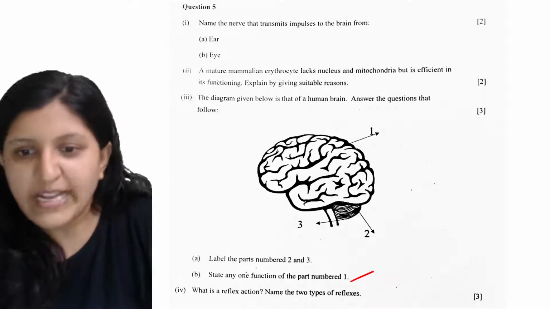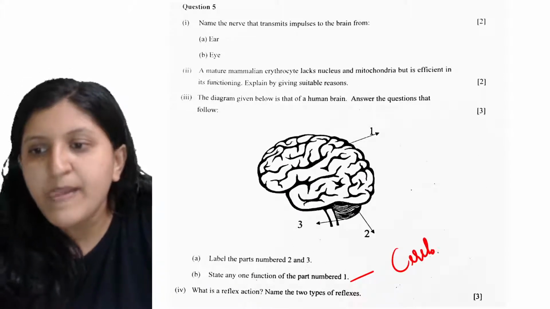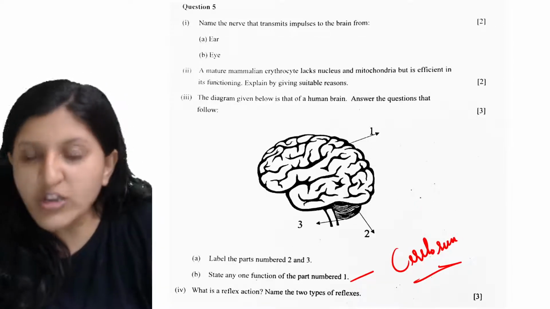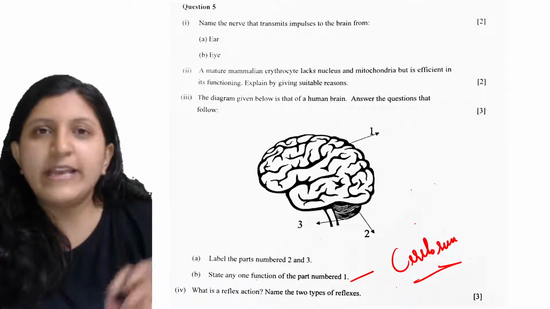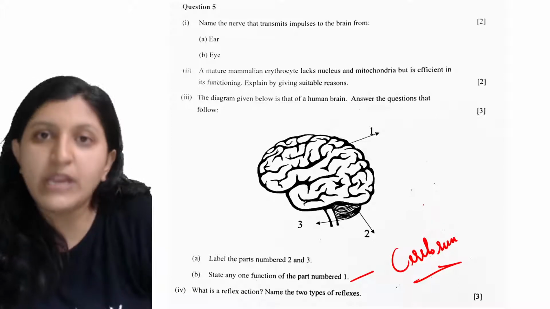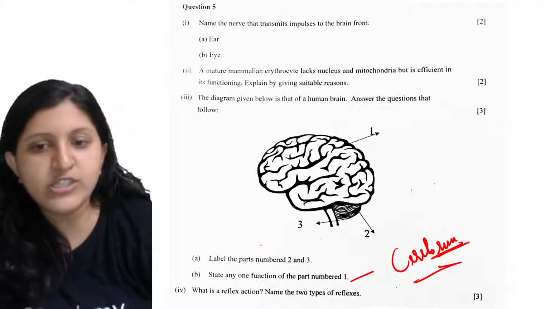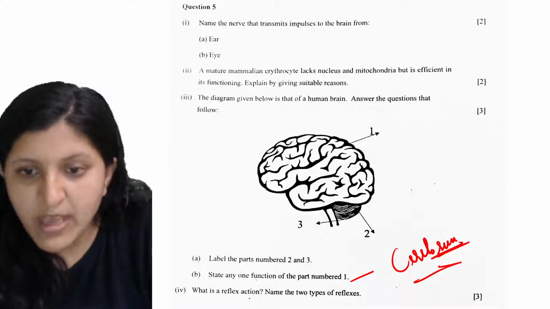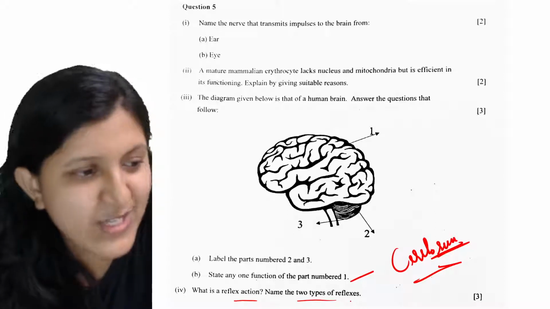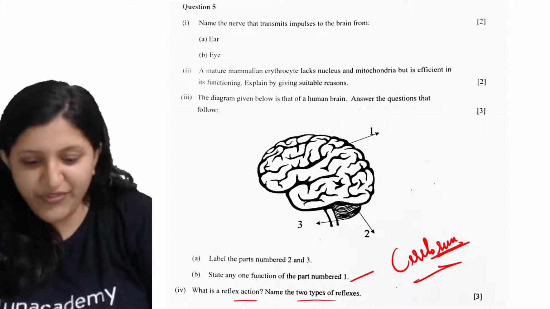Alright, state any one function of the part numbered 1. That is the cerebrum. Cerebrum is mainly the seat of intelligence or consciousness, willpower. All like thinking, reasoning, then memory, all that is associated with the cerebrum. Even if you are writing one function, that's more than sufficient. Next, what is a reflex action? Name the two types of reflexes. What have you written for this? The two types of reflexes.